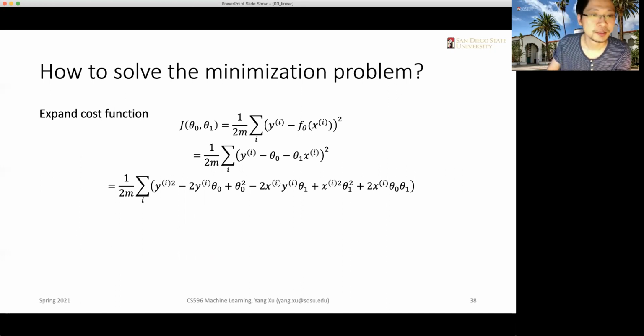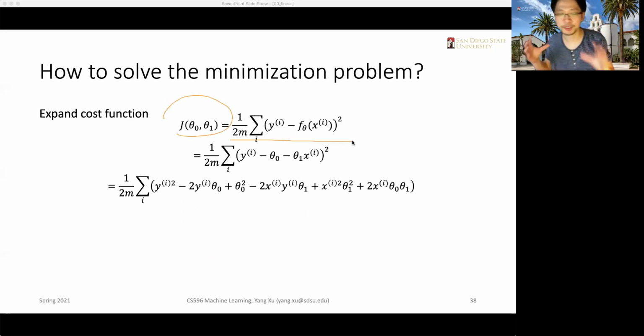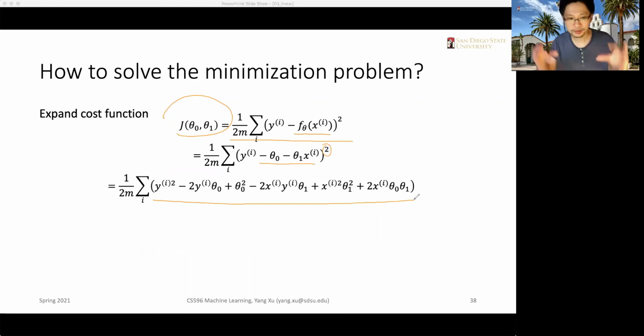Okay, the cost function is defined by this form, right? It's a quadratic term. And as I wrote on the previous slides, this is our model. So this f of theta of xi actually is this one, right? It's theta 0 plus theta 1 times xi, okay? So if you expand it into this form, and also expand this quadratic term, it'll be something like this very long equation, okay?